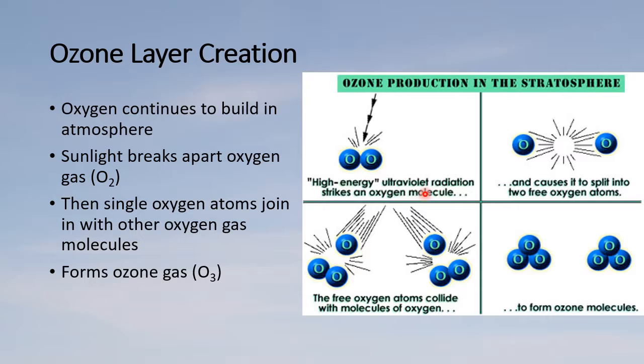So if we look over here, we have our high energy ultraviolet radiation strikes an oxygen molecule. A regular oxygen gas molecule is two oxygen atoms bound together. So it breaks them apart and causes it to split into two free oxygen atoms. Those two free atoms then collide with other molecules of oxygen gas. This forms what we call ozone.